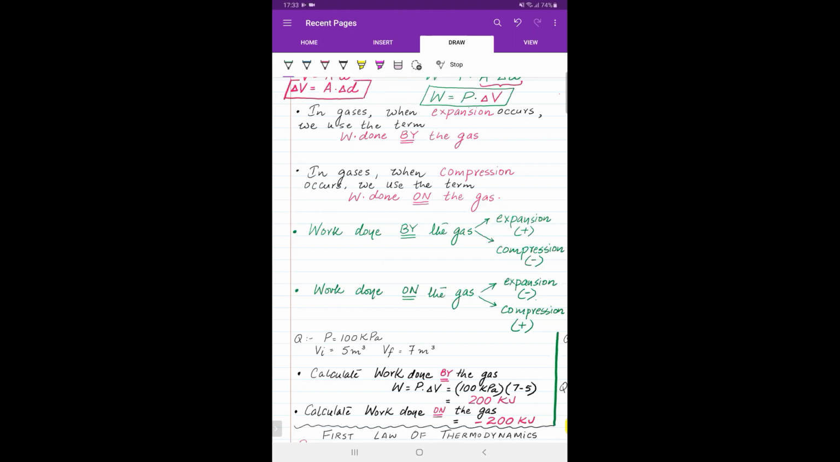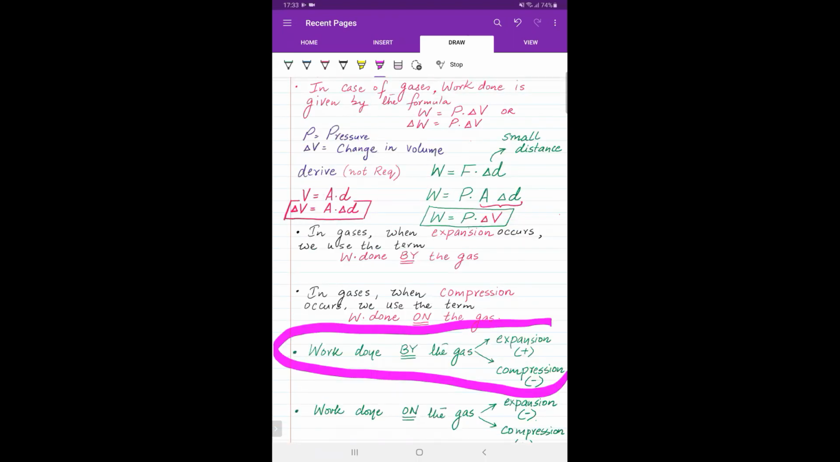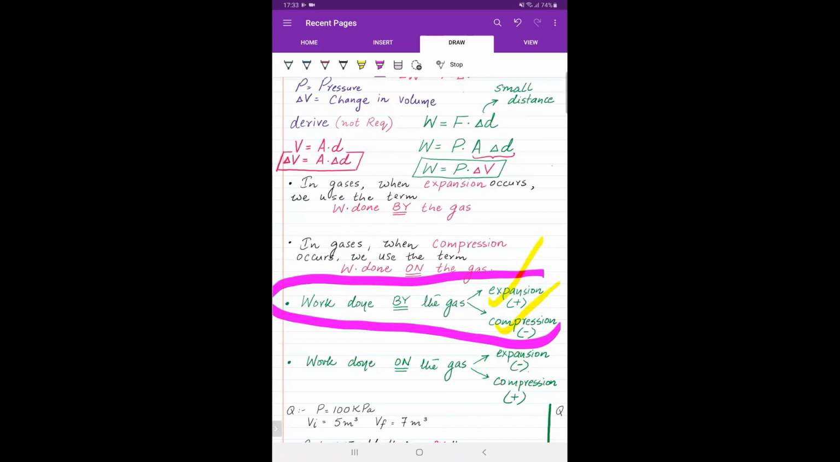और फिर उसके बाद मैंने सजेस्ट कर दिया कि अगर आपको लर्न करना हो तो आई गेस इस तरह से लर्न करना काइंड ऑफ मेक सेंस कि whenever work is done by the gas, since work done by the gas naturally goes with expansion, so we should treat expansion as a positive function and compression should be signified with a negative sign. And similarly, whenever work is done on the gas, since work done on the gas naturally goes with compression, the compression must be treated with a positive sign and expansion must be treated with a negative sign.